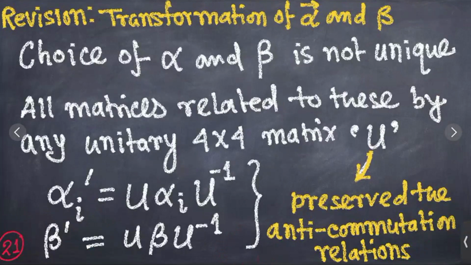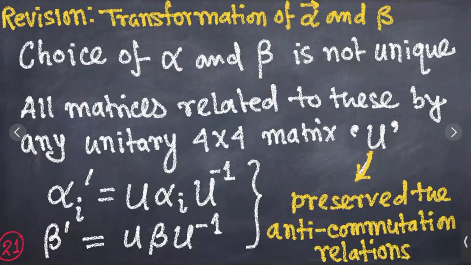Also, later when we discuss the covariance of the Dirac equation, we will need this information, so just keep it in mind. Now, as it is a matrix, alpha, we already know alpha and beta are matrices, and this matrix can also do a kind of transformation.